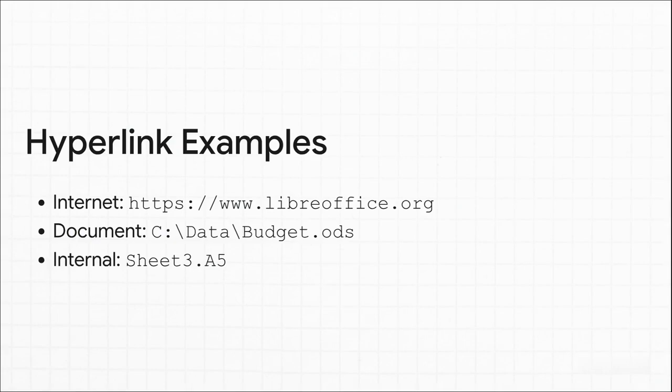The HTTPS link is clearly going to the internet. That C drive path, that's an absolute link to another file on this computer. But I want you to look closely at that third one, sheet3.a5. That is an internal document link. With just one click, it can take you from a summary page directly to the exact cell where your data is. It's a really powerful way to get around complex files.